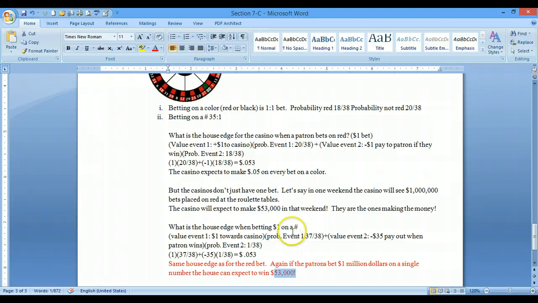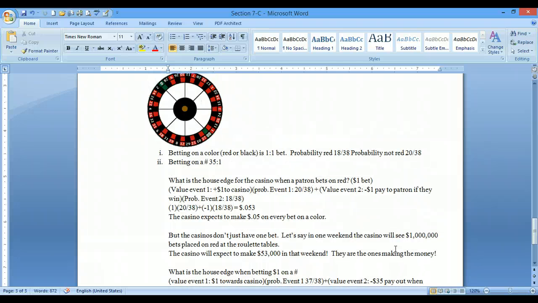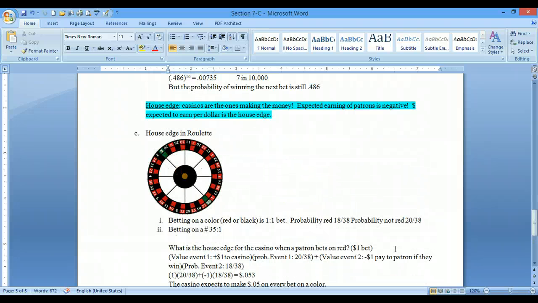Interesting, isn't it? So in a single weekend, $53,000 on red, $53,000 on black, $53,000 on the numbers alone, and this is just with the roulette tables. They are definitely the ones making the money. We've been counseled by the Prophet, and there are reasons we have been counseled. Not only is this an addictive habit and very dangerous path to go down, but mathematically it doesn't work out either.